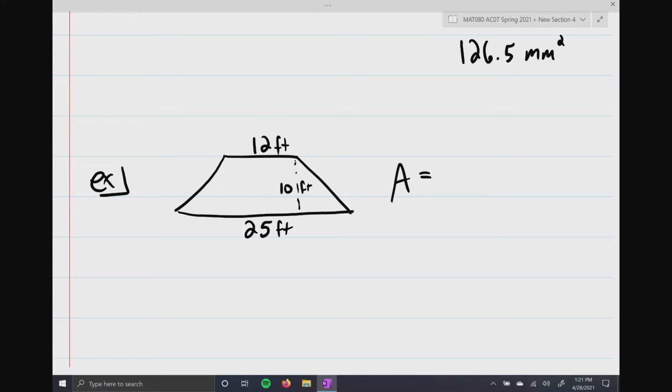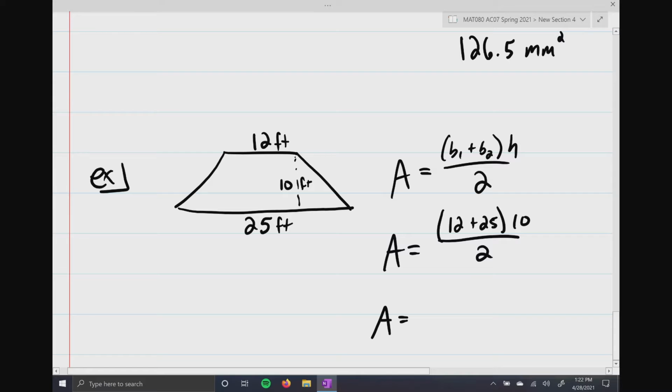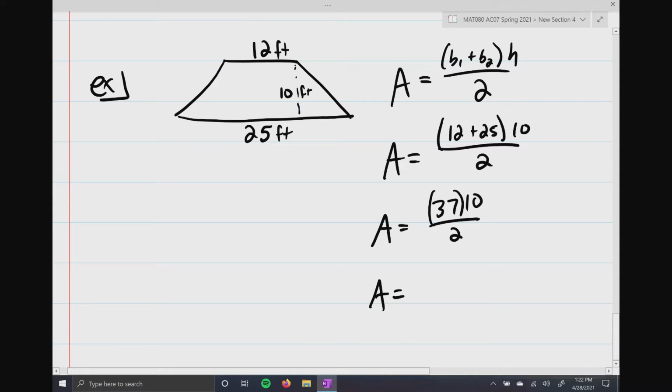Let's do it together. First, trapezoid. Base 1 plus base 2 times the height, all divided by 2. So area equals 12 plus 25 times 10, and all that's going to be divided by 2. So 12 plus 25, 37 times 10 divided by 2. So that's going to be 370 divided by 2. And Matt, I think you're right. 185 square feet.